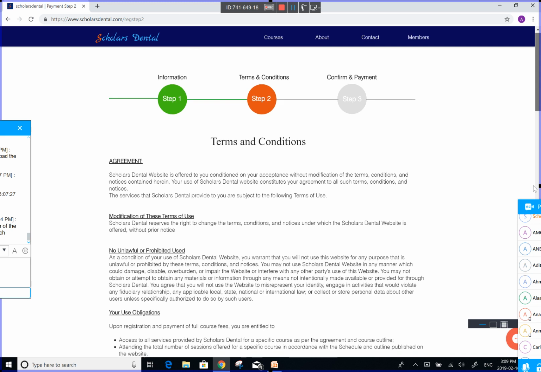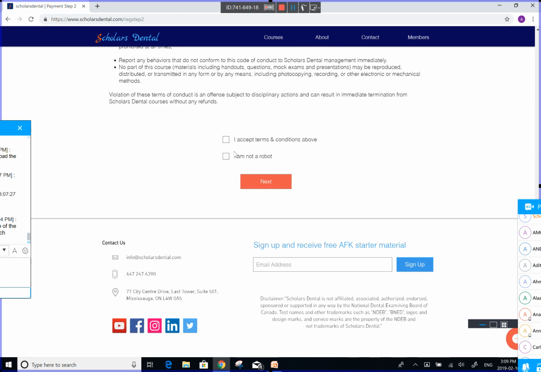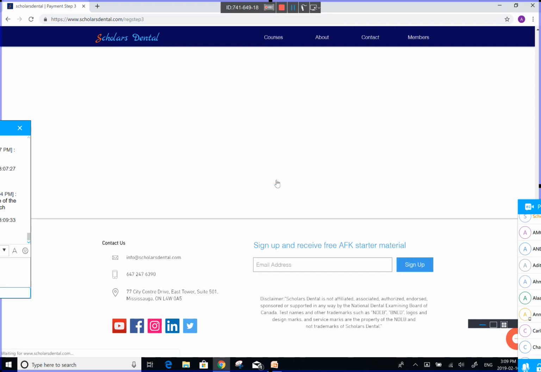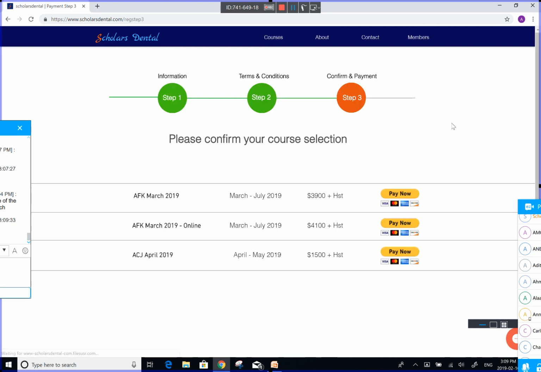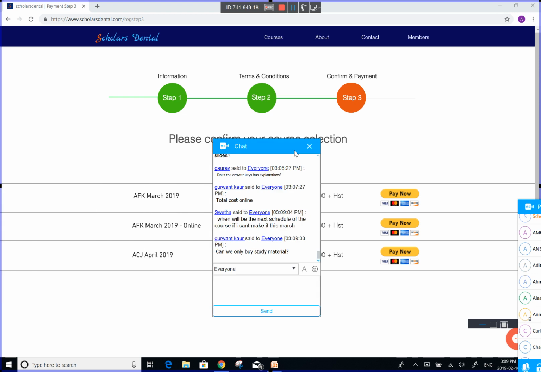And then you agree to the conditions, the copyright conditions. So I accept those terms and then you go. And then here we just want to make sure you confirm what your course is. So do you want the March AFK or March online? AFK or ACJ, so you just confirm here, and then it's going to be 4100 plus tax, and you'll register. Once we get your address and info, we'll confirm it, print your books, and then ship it to you, and that's it. And you're welcome to the online course.